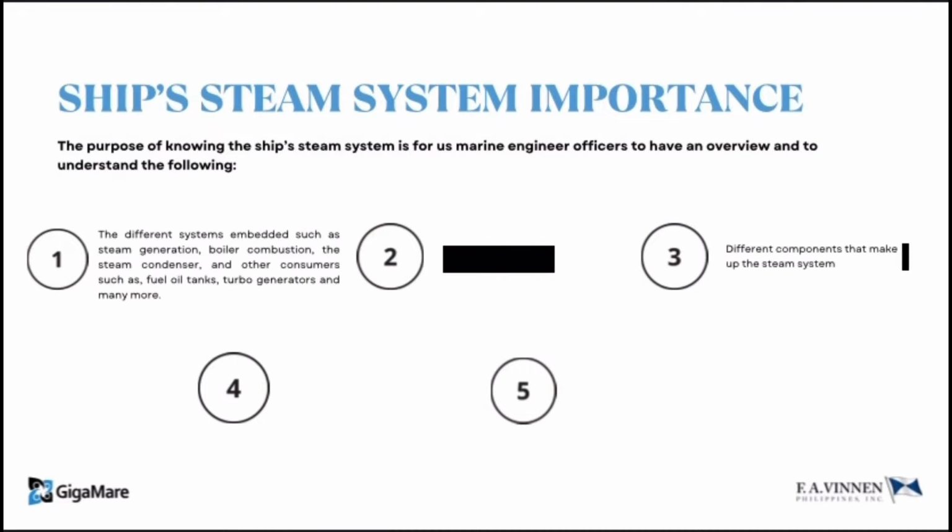So what is the importance of knowing the ship's steam system? Well, first, we will be able to understand the different systems embedded such as the steam generation, the boiler combustion, the steam condenser, and other consumers such as the turbo generators. Second, we will be able to trace the ship's steam system. Third, different components that make up the steam system. Fourth is the proper operation or firing of the boilers. And lastly, the troubleshooting, maintenance, and repair.